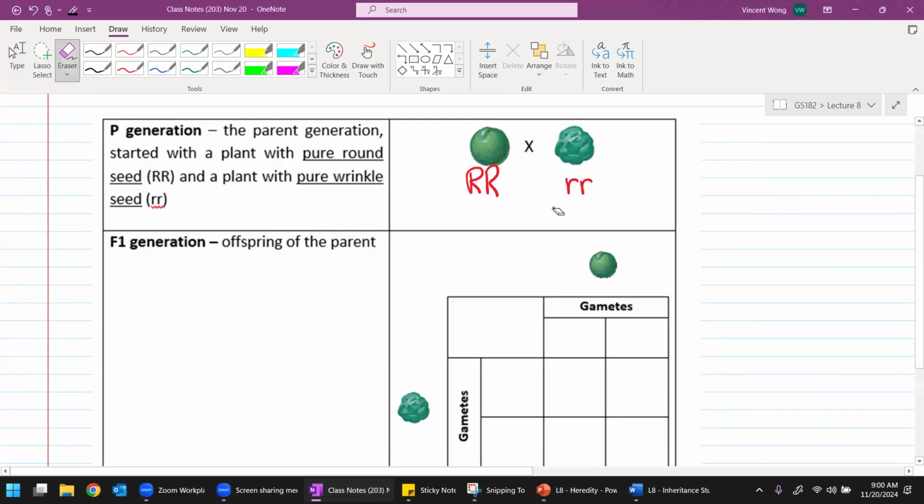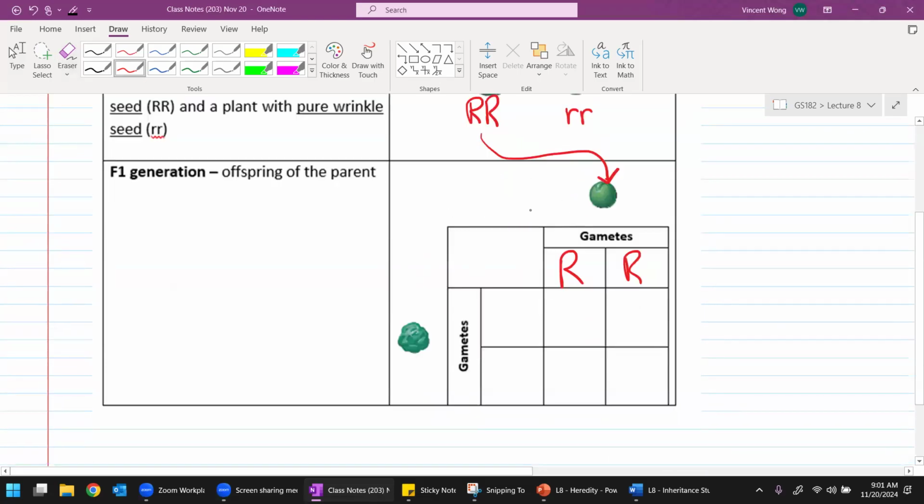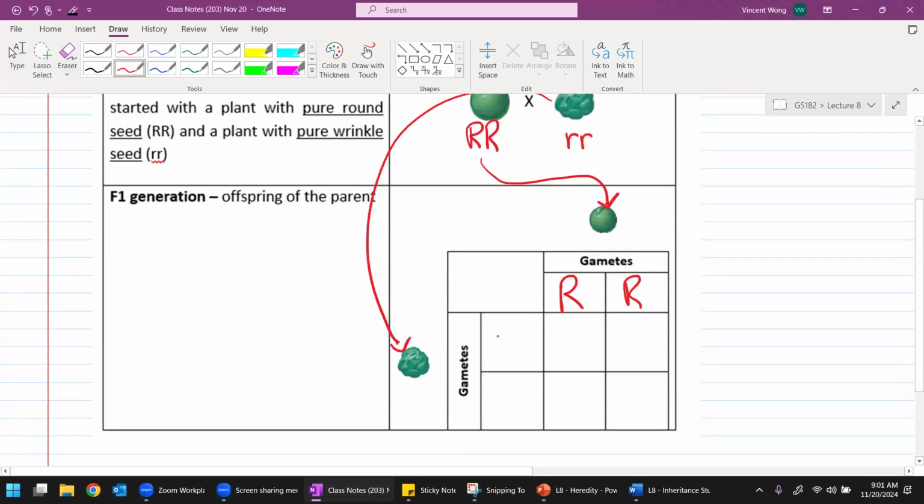Parent generation. So when the round seed plant makes gamete, right, pollen, then the gametes will have big R, right? Half of it will have big R, the other half will also have big R. In other words, it's always big R, right? What about the wrinkle seed? What kind of gamete will the wrinkle seed produce? Yeah, small r, right?